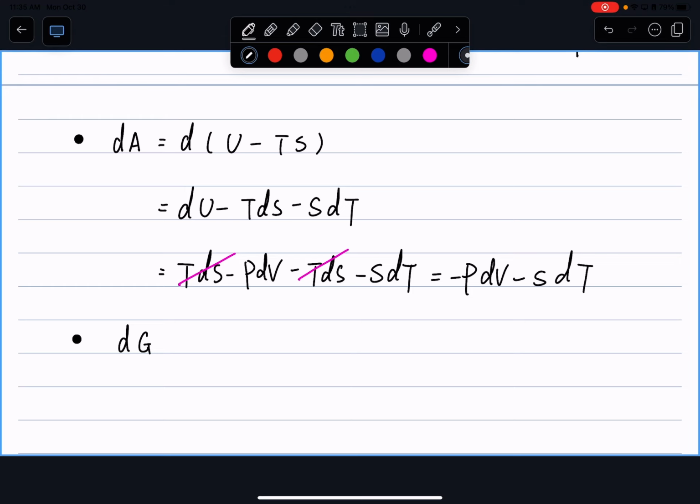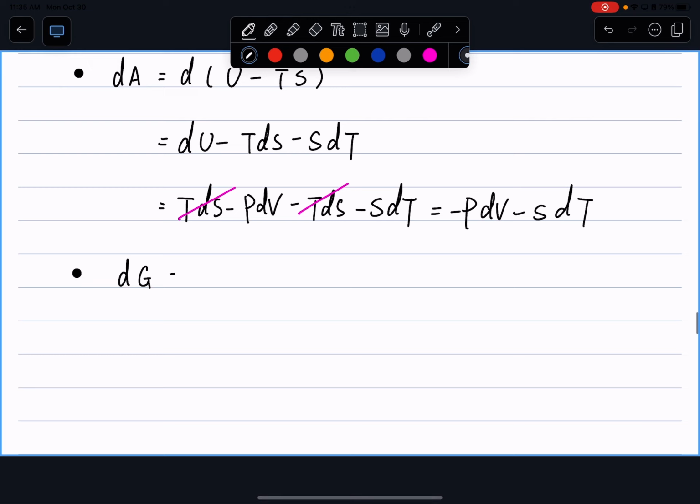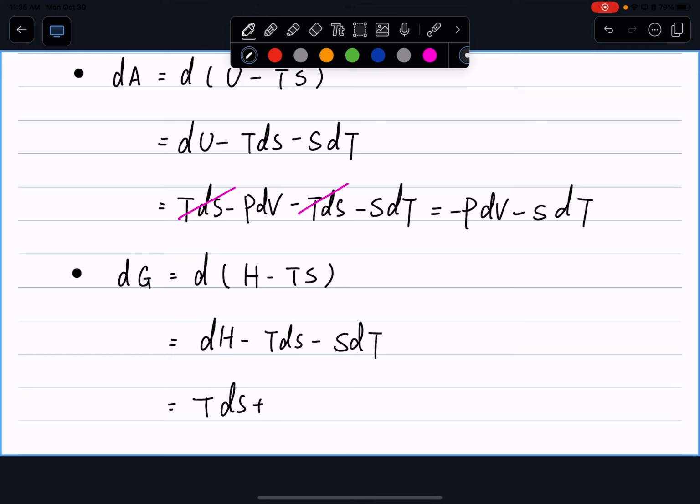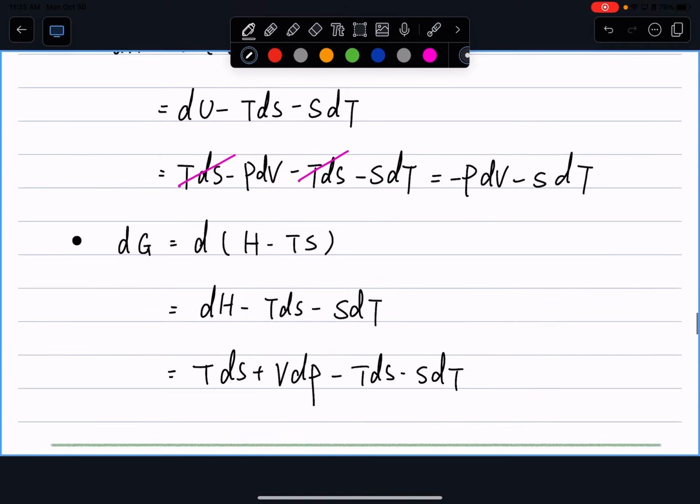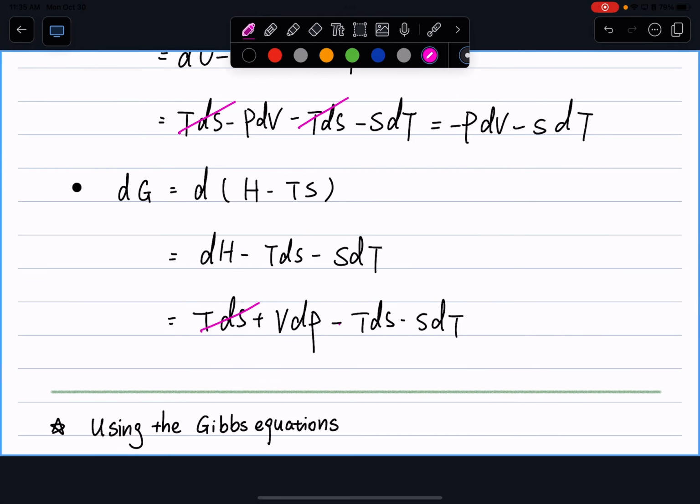And finally, we have our dG. Likewise, we write it by the definition of G, which is H minus TS. That's dH minus TdS minus SdT. We have the expression of dH equal to TdS plus VdP. So we can cancel out these two terms, and have dG equals VdP minus SdT.